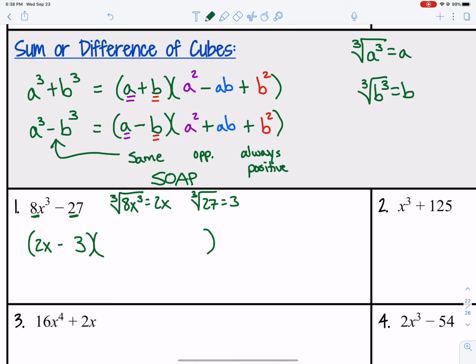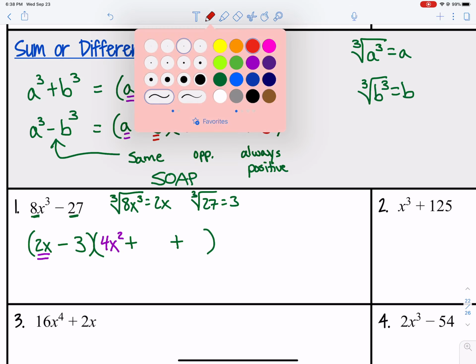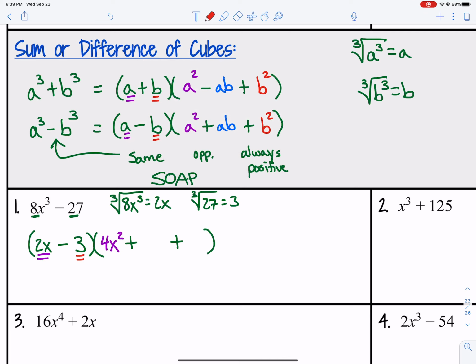And we put the same sign in our binomial. So 2x minus 3 is our binomial. I've got minus, so I'm going to have plus, plus, or same, opposite, always positive. Now for the first term in my trinomial, I need to square the first term in the binomial. So 2x squared is 4x squared. Then for the last term, I need to square it. So 3 squared is 9.